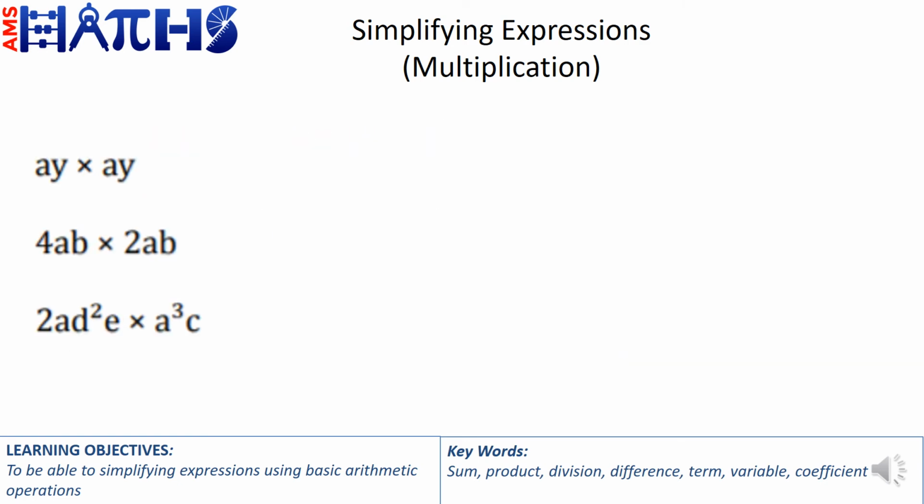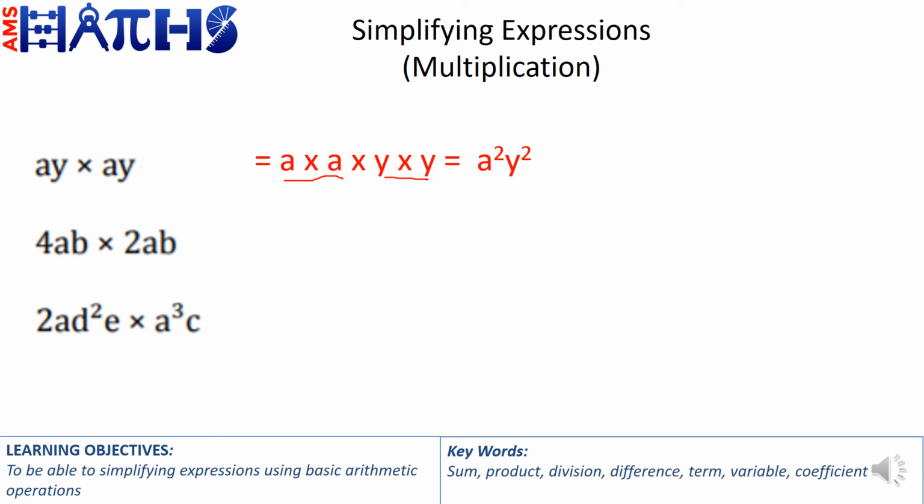Here are a few more examples of simplifying expressions using multiplication. And so for the first example, we have ay times ay. So we're going to put the a's next to each other, which gives us a times a. And we're going to put our y's together, which gives us y times y. A times a gives us a squared, y times y gives us y squared, so our final answer is a squared y squared. We do not need any multiplication signs for that final answer.